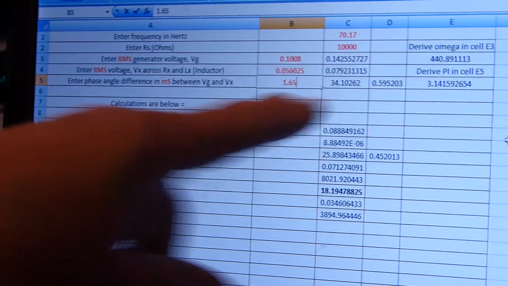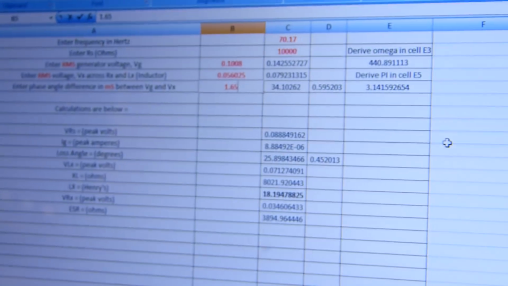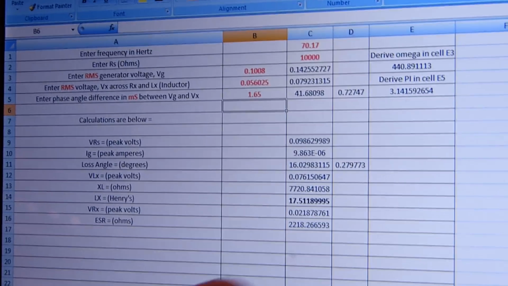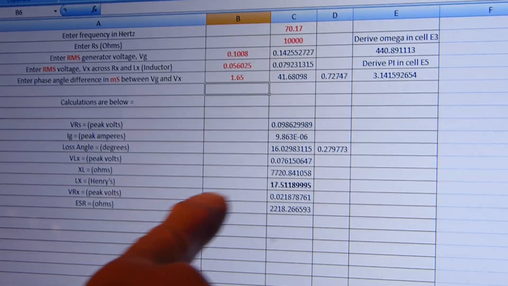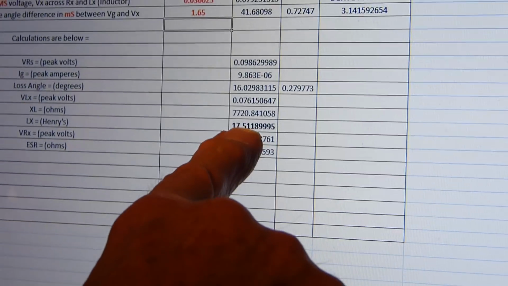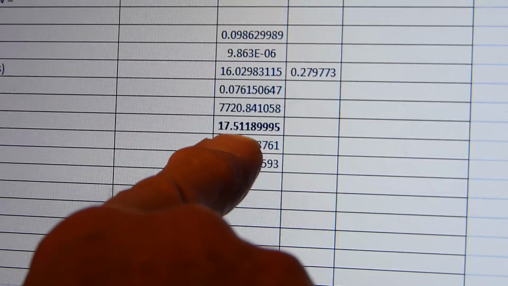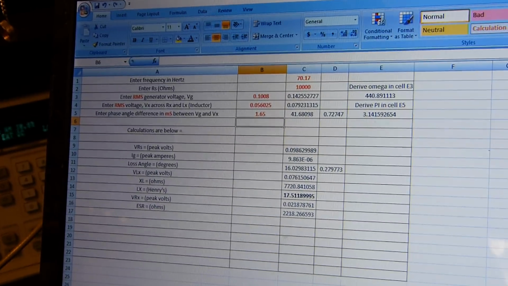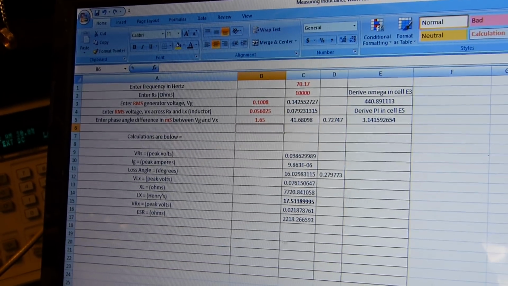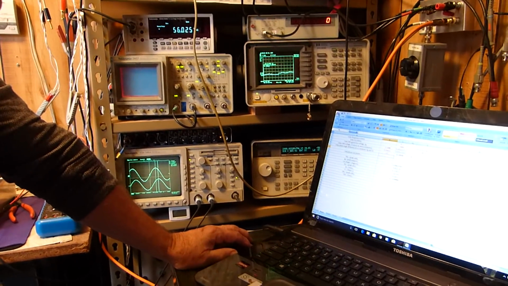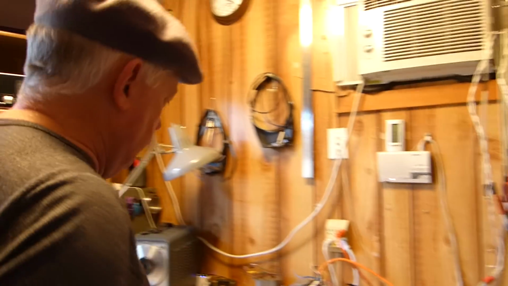1.65 milliseconds. And again, I convert all of that to frequency and then back to radians. And it says right here that our L is 17.511 Henries. And our inductor is stamped at 17.5 Henries. That's pretty darn close if you ask me. I'm really impressed with this method. It does take a little bit of sophisticated equipment, but by golly, it also works, and it works every time. Okay, let's do one more.